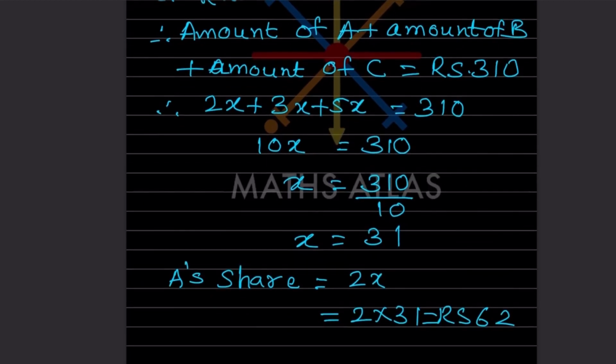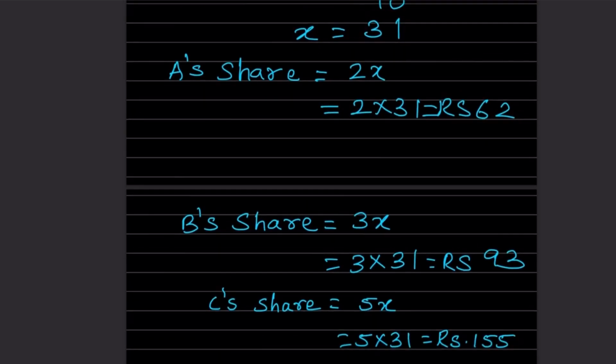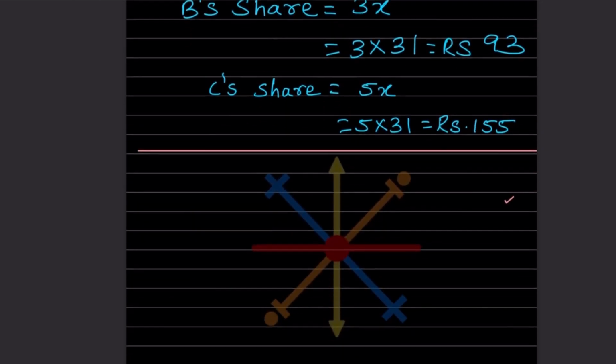So A's share is 2x, that is 2 into this 31. So that is going to be rupees 62. What will be B's share? That is 3x. So 3 into x, that is going to be 93. So for C's share, that is 5x and 5 into 31, that is 155. Rupees is important. The units are important, otherwise you will lose your marks. See that you write the proper units.